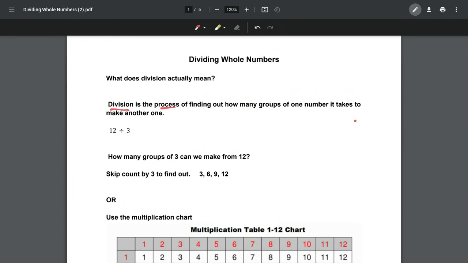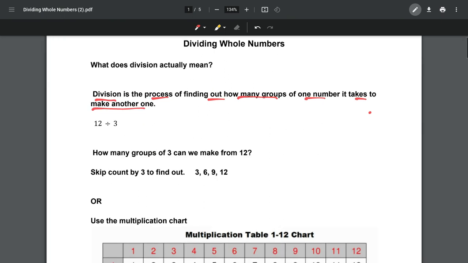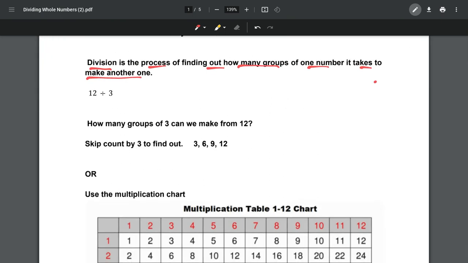Division is simply the process of finding out how many groups of one number it takes to make another number. Let me give you an example. For instance, this is 12 divided by 3. All that means is, how many groups of 3 can you make from 12?